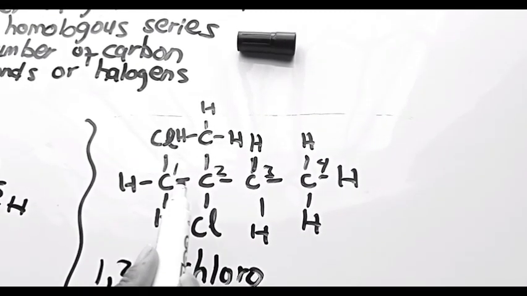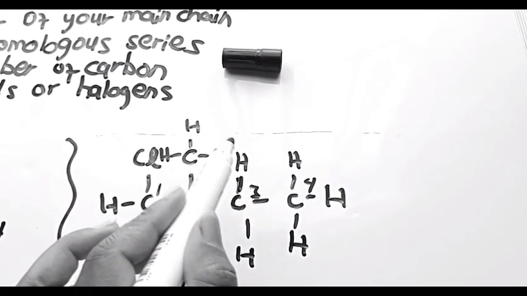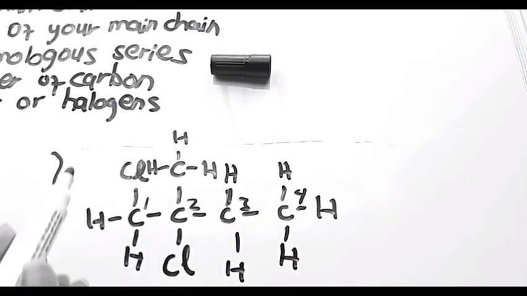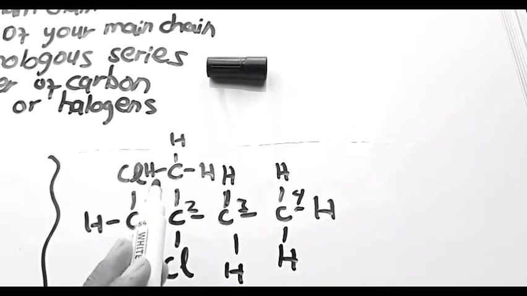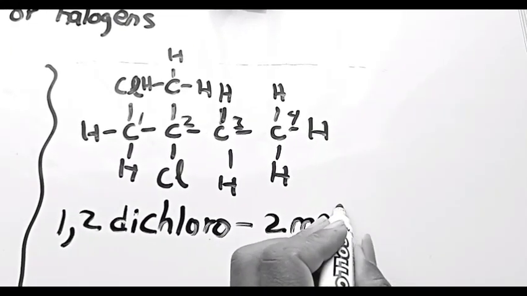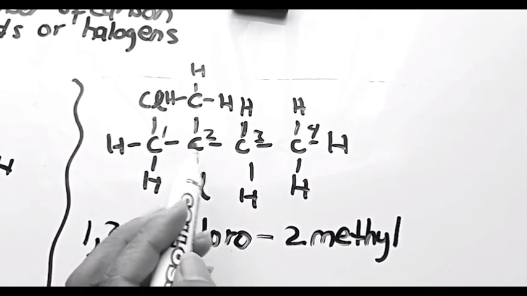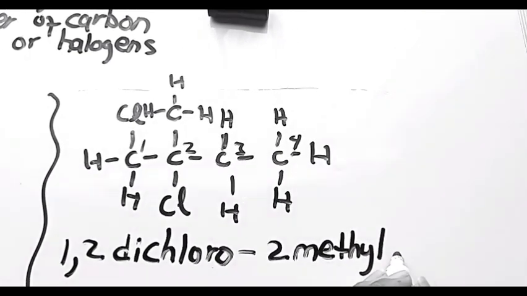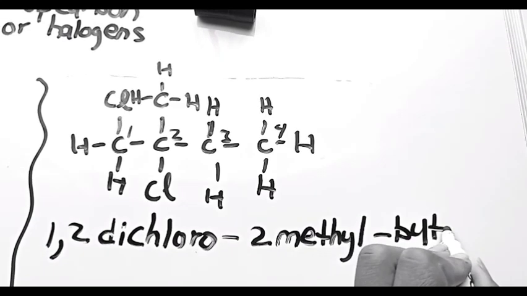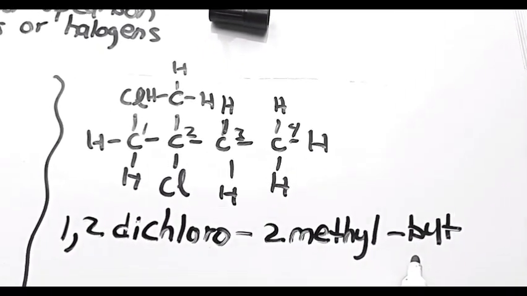And then 1, 2, 3, 4. And then do not forget your alkyl group, which is methyl. It's bonded on the second carbon. It's 2 methyl. And 1, 2, 3, 4. 2 methyl bute, right? On your longest main chain we have 4 carbons. That's why we have written bute.